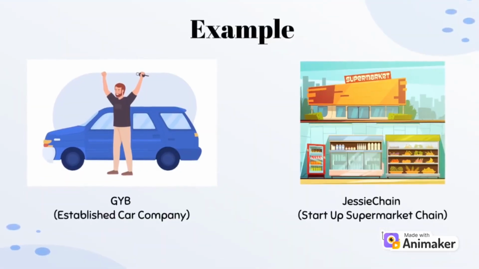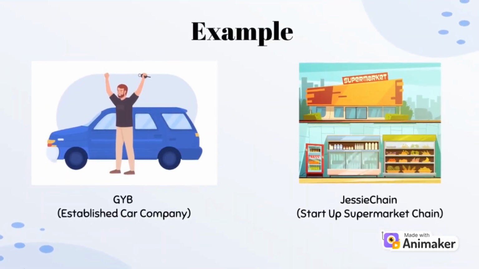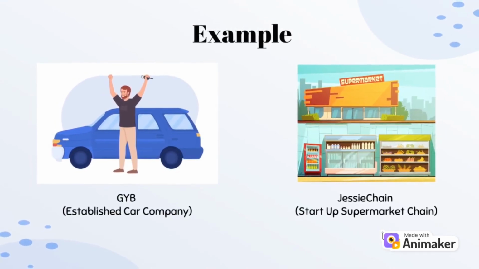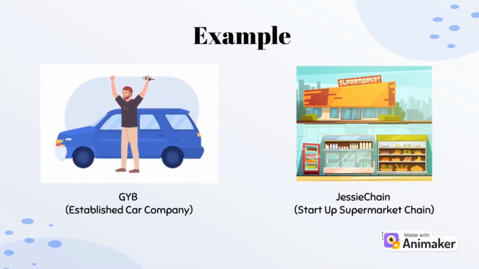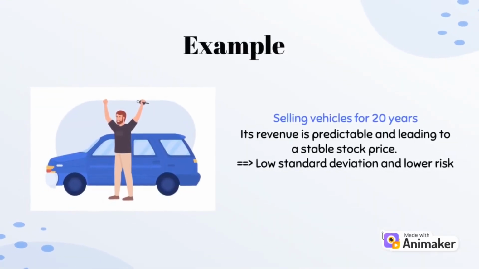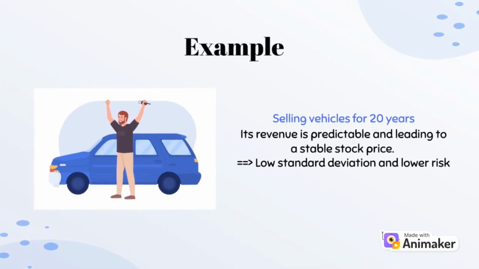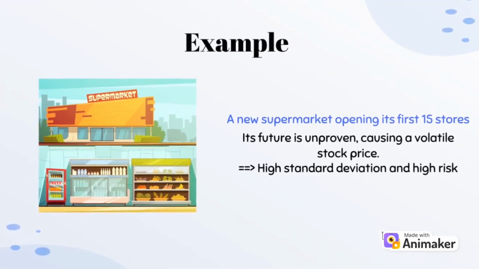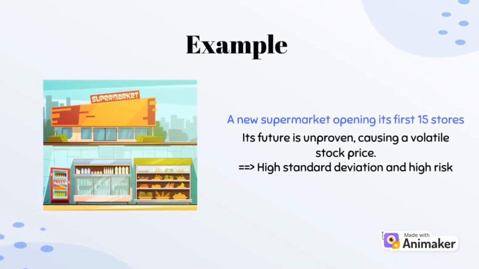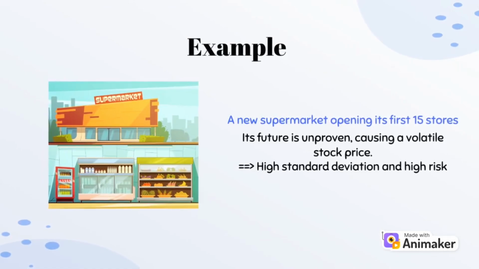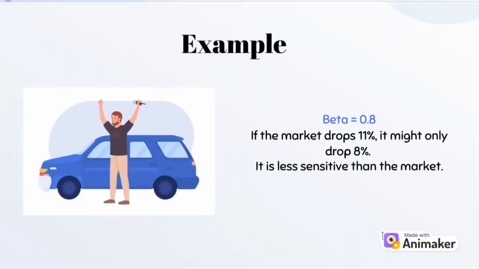For example, there are two companies. The first company is GYB, which is an established car company. And the second company is Jesse Chain, which is a startup supermarket chain. GYB has been selling vehicles for 20 years. Its revenue is predictable, leading to a stable stock price, so it has a low standard deviation and lower risk. Jesse Chain is a new supermarket that opened its first 15 stores. Its future is unproven, causing a volatile stock price. It leads to a high standard deviation and higher risk.